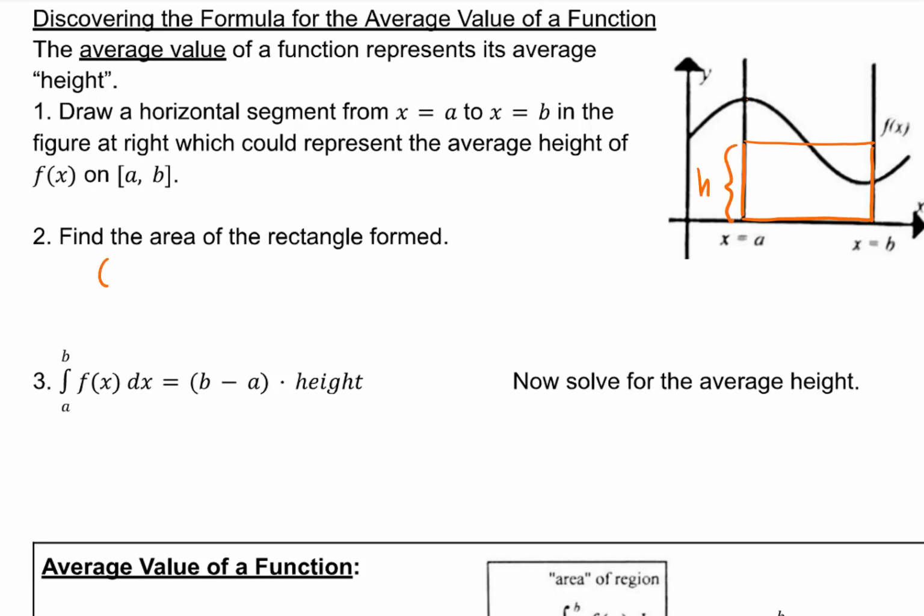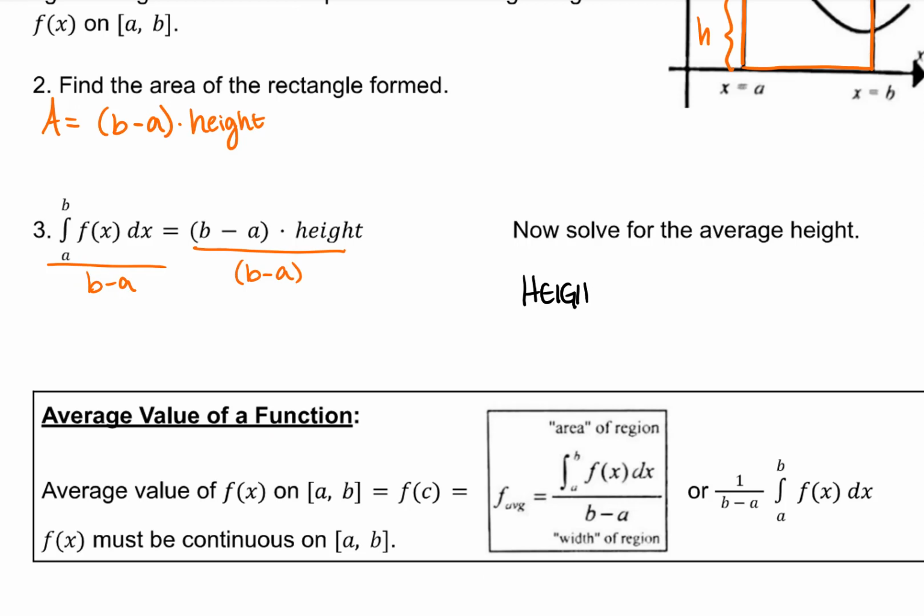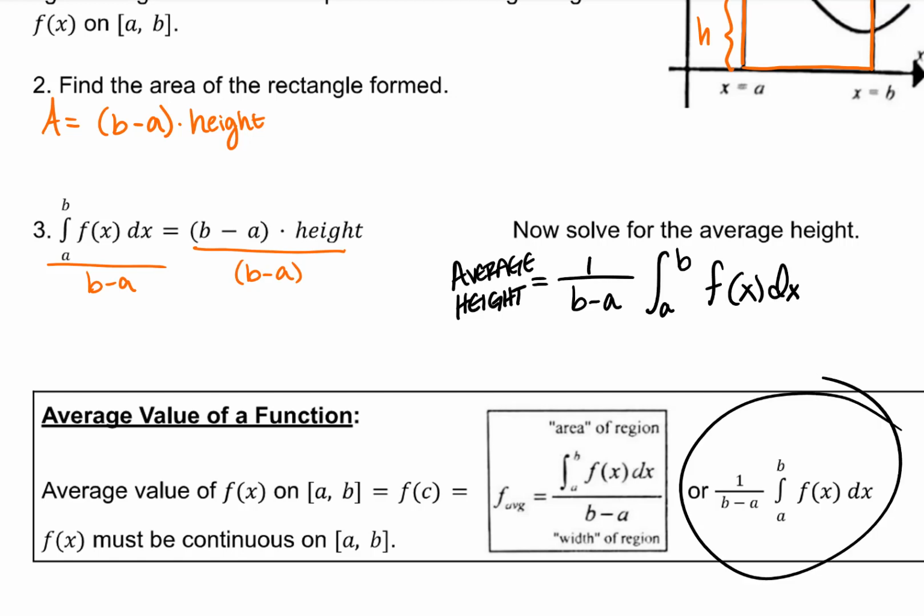If our height is h, then base times height is b minus a times height. Now I can rewrite area under a curve as a definite integral if the definite integral from a to b of f of x is equal to b minus a times height, or times the average height. If I want to solve for that average height, I would divide both sides by b minus a. So I have the average value of a function equal to the integral from a to b of f of x over b minus a, or times 1 over b minus a. f of x must be continuous on a to b to find the average value.